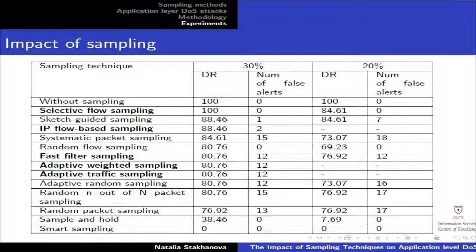And the last two, sampling hold and smart sampling, give us the worst. Well, smart sampling, it's not the worst, it's nothing, right? Essentially, there was nothing being detected, even though the technique itself was praised for its quality to retain traffic measurements and reflect them well.